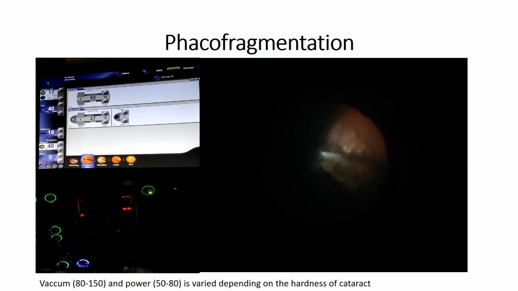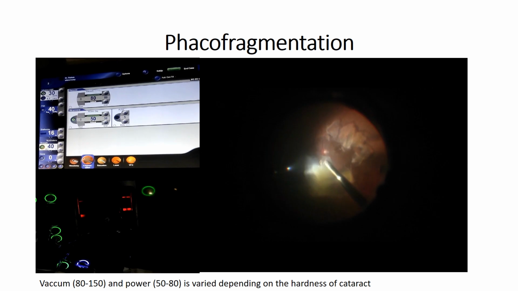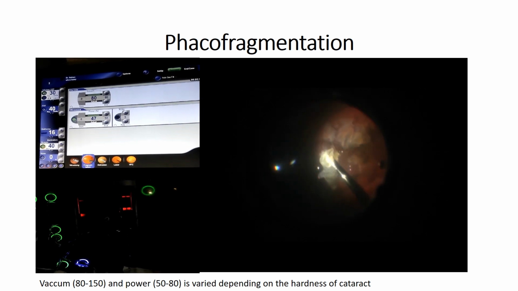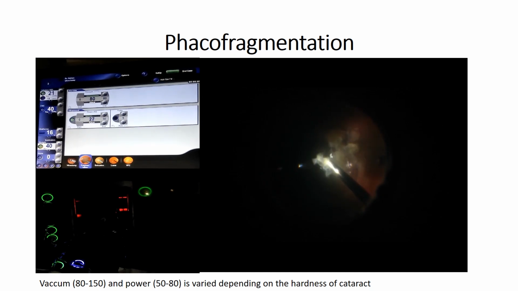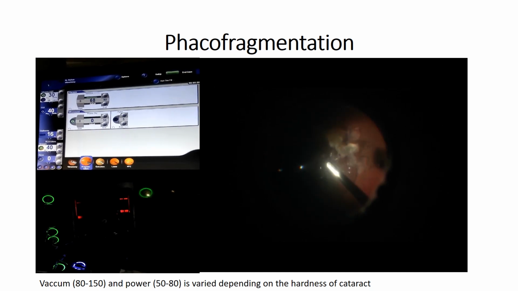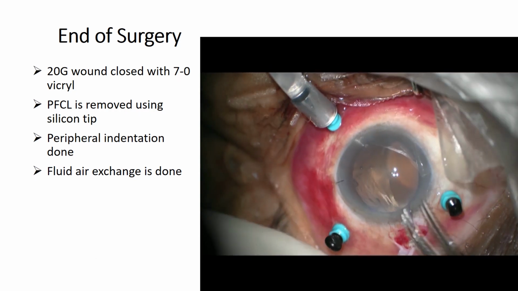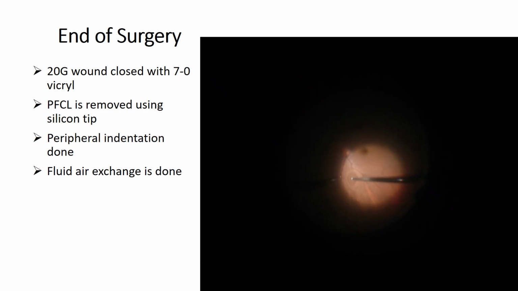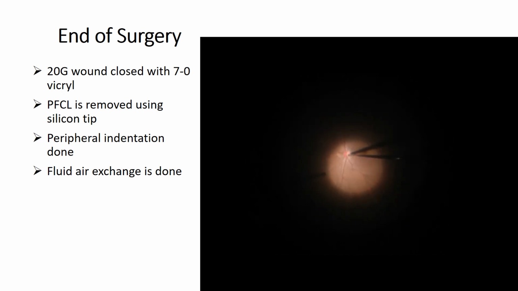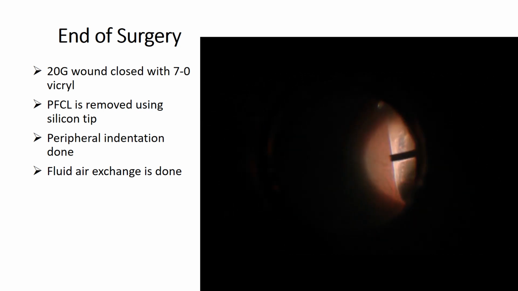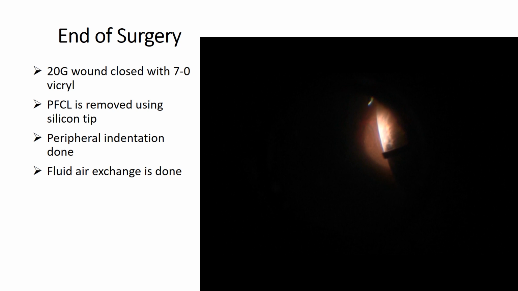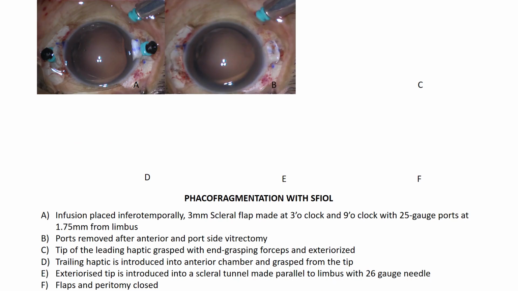Make sure that the nucleus does not fall many times to avoid damaging the retina. Try to keep the nuclear matter at the tip of the phacofragmatome as much as possible. After the phacofragmentation is complete, the wound is sutured, the PFCL is removed, and peripheral indentation is done to check for any inadvertent or iatrogenic break formation, post which a fluid exchange is done.